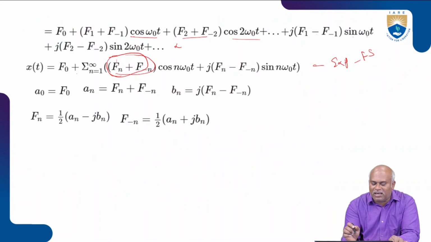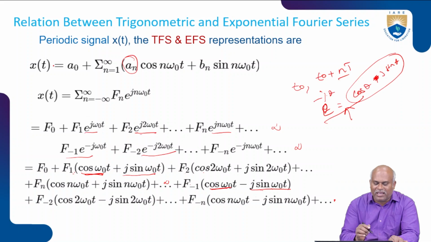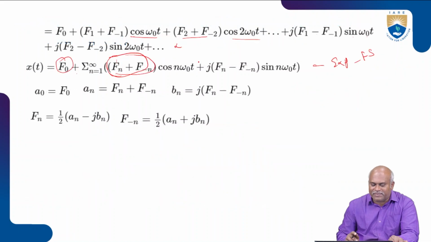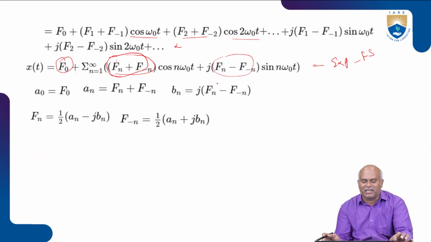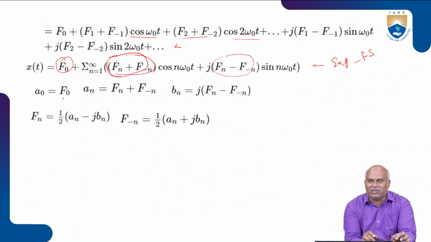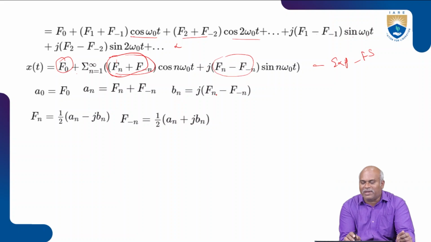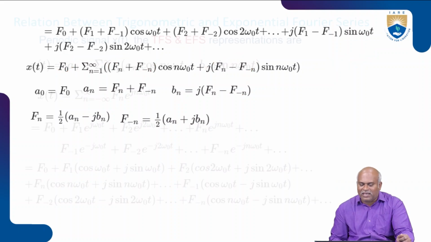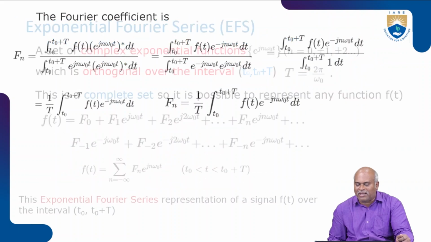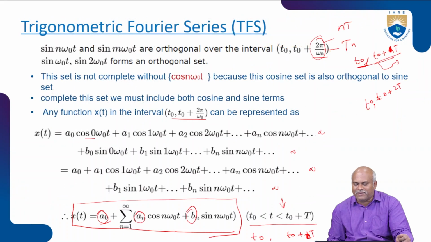Then this f0 is represented as a of 0. Then this b of n is represented as j (f of n minus f of minus n). So I should write here a0 equal to f of 0, an equal to f of n plus f of minus n, bn equal to j (f of n minus f of minus n). I should write. Okay.